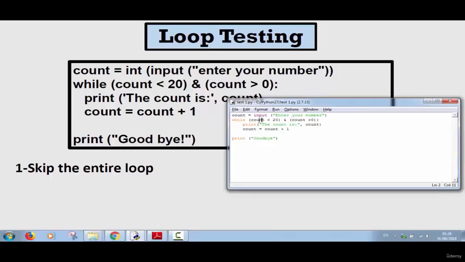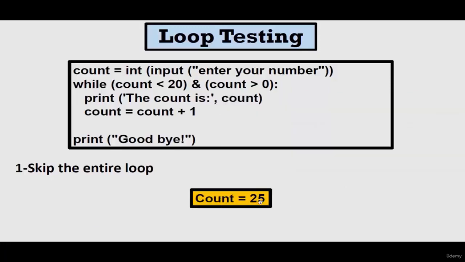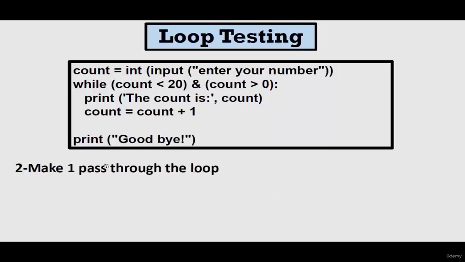Here it says while count is smaller than 20 and greater than 0. So we want a number which is not smaller than 20 and not greater than 0. So we may try 25. And then the second step is to make one pass through the loop. How do we pass through the loop one time?